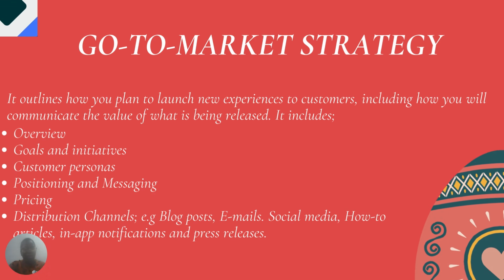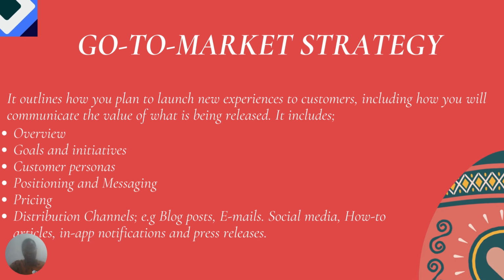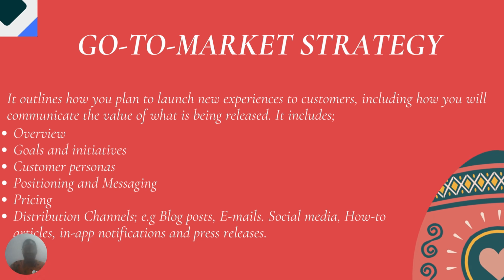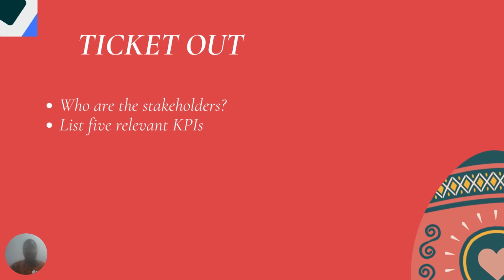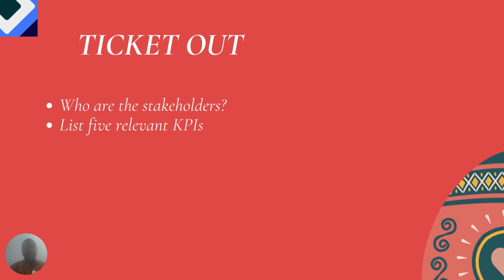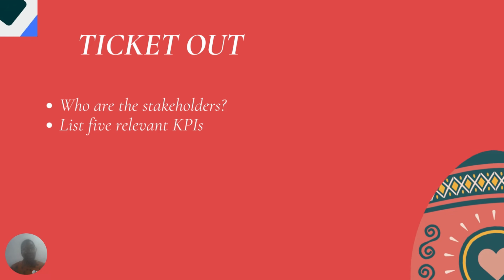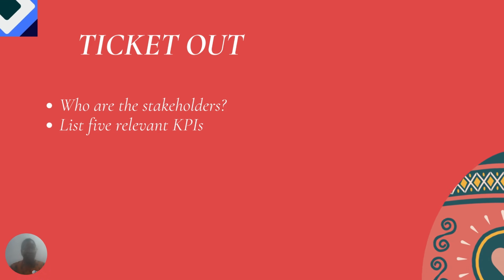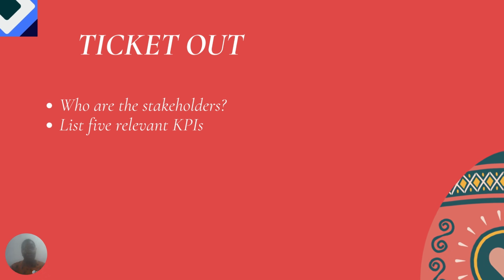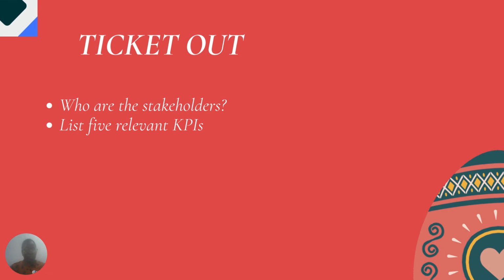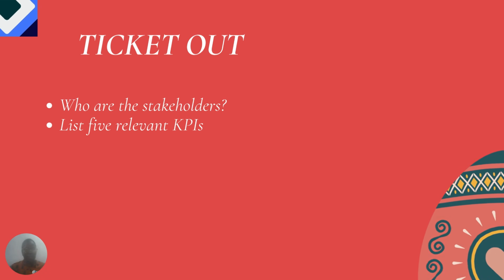With this, we have come to the end of this product management class. Here is your ticket out. Who are the stakeholders? List 5 relevant KPIs. So this is actually a ticket out. Go and research more on this and submit before the end of the week. Happy graduation in advance.